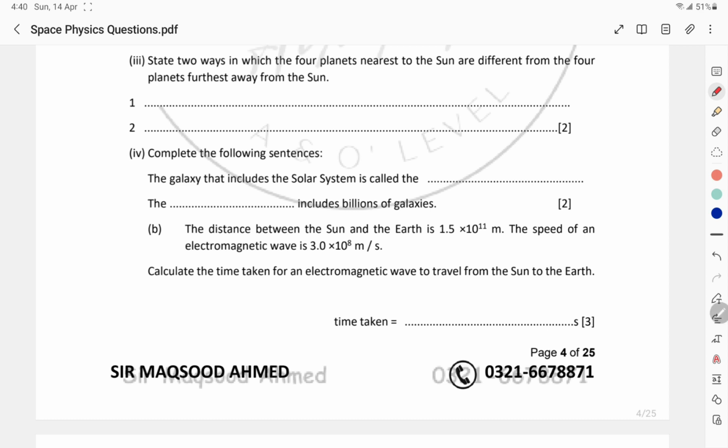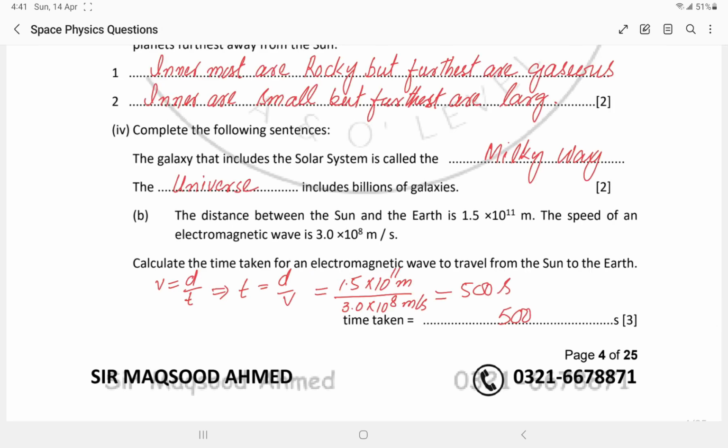Dear student, as we know, speed is equal to distance over time. v is equal to d over t. From this, t is equal to d over v. The time is equal to distance divided by speed or velocity. So by putting the values in this formula, we will get our answer. When we divide the distance by the speed, our answer is 500 seconds.